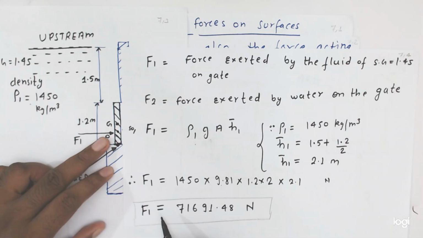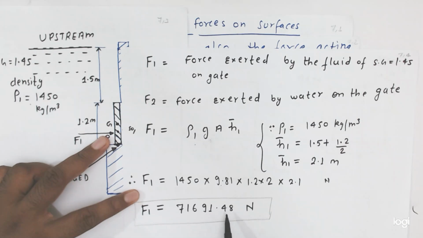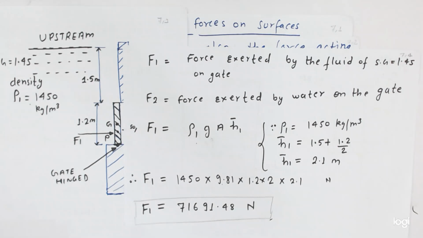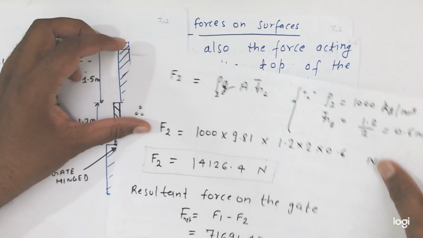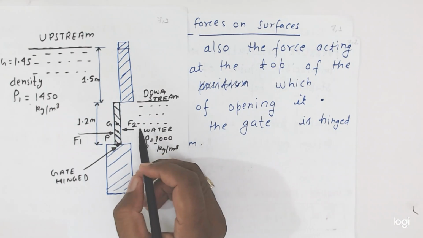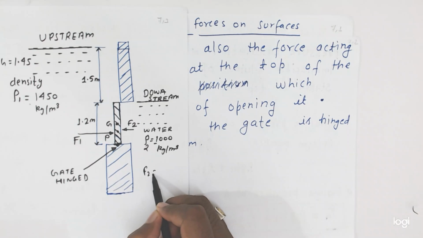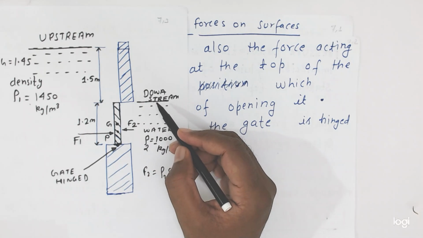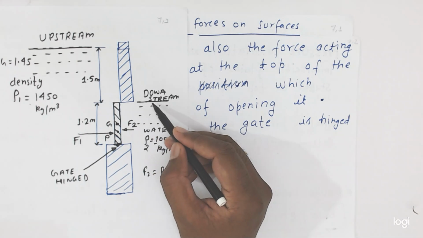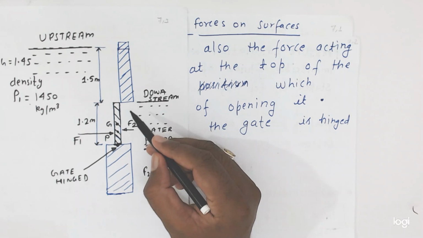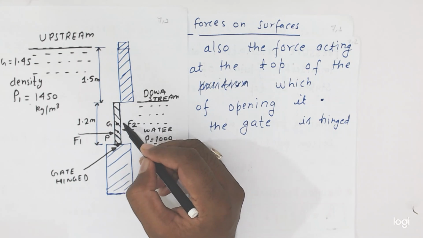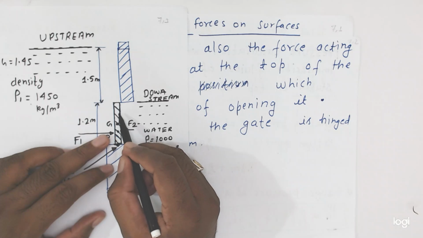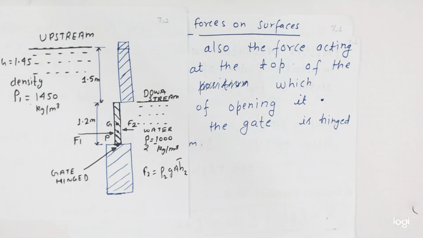Now from here, if you calculate the force exerted on the upstream side, 71691.48 Newton it will come. Okay friends, similarly here, in the downstream direction, how much force will work? Force F2 is equal to what? ρ2 g A H2 bar. So in this case, friends, H2 bar is equal to what? Liquid is there up to the gate, so from the gate the height is equal to 1.2 divided by 2. So 1.2 divided by 2 is the H2 bar.